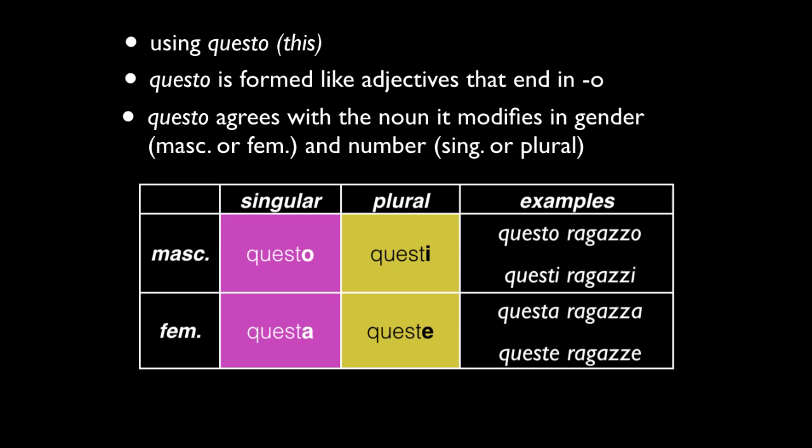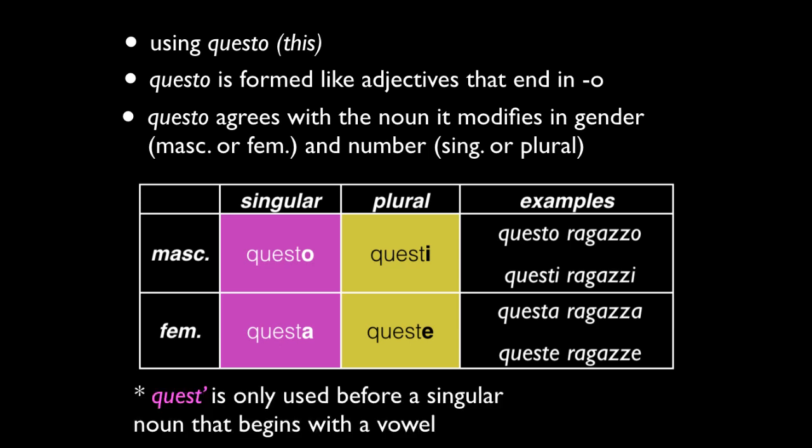Okay, pretty simple the way all the endings just line up nicely there. Questo with ragazzo, questi with ragazzi is nice. The only exception here is when you have a singular noun that begins with a vowel, and then in that case you use quest with an apostrophe, like quest'amica.